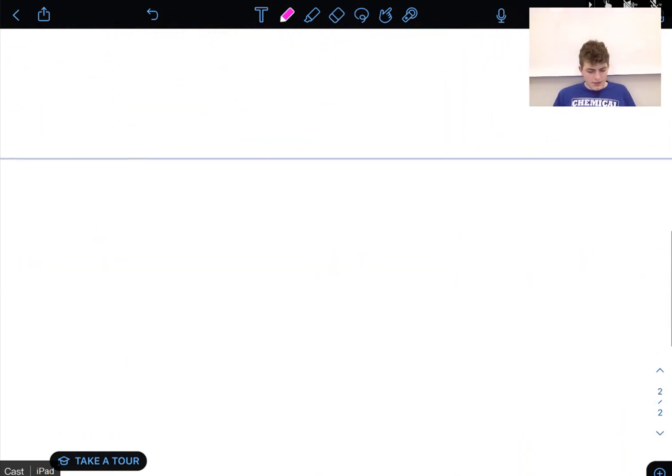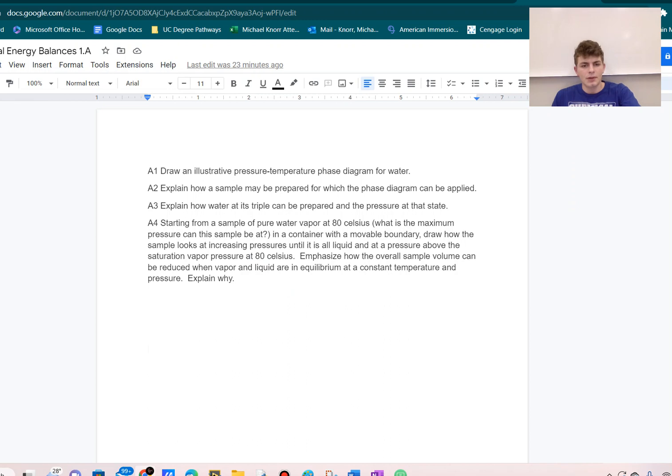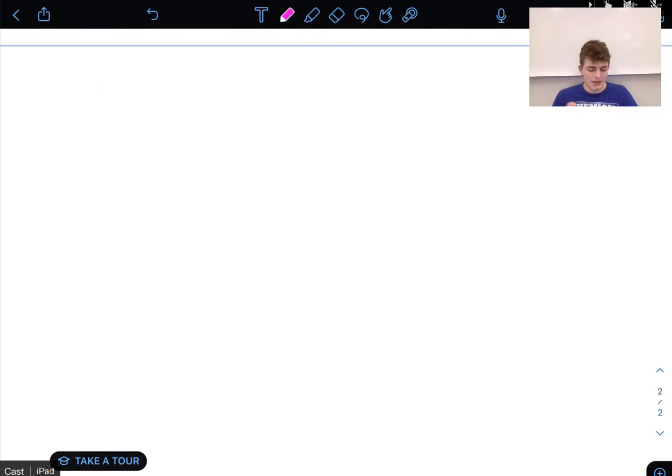So with that, we're going to bring us on to A4. And A4 is a sample scenario here. A4 says, starting from a sample of pure water at 80 degrees Celsius, what is the maximum pressure that this sample can be at in a container with a movable boundary? Draw how the sample looks at increasing pressures until it is all liquid and at a pressure above the saturation vapor pressure at 80 degrees Celsius.